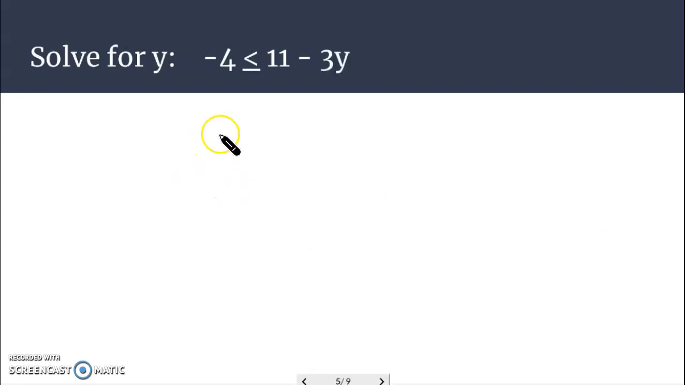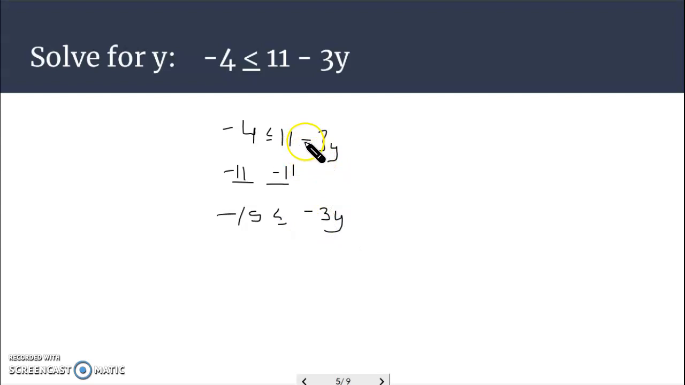Now we're going to solve for y here: -4 less than or equal to 11 minus 3y. Let's first get rid of the 11. Subtract 11 from both sides, which gives us -15 less than or equal to -3y. A lot of people forget to keep that negative when you bring down the 3. It's -3y. I'm going to divide by -3 on both sides of the inequality. y is 5, and since I divided by a negative, remember you have to switch the inequality around.